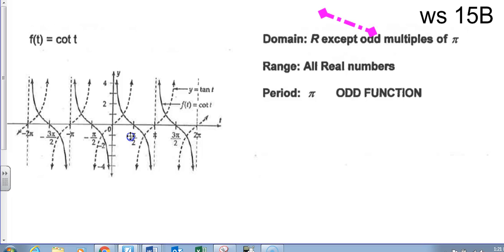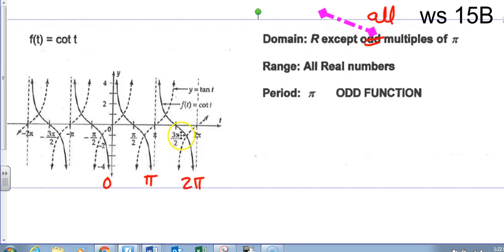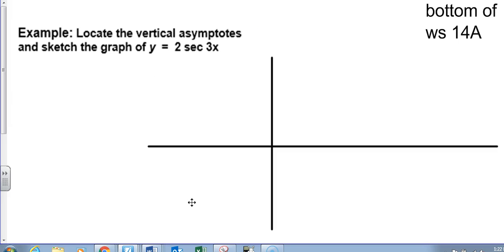All right, so on our notes, is this correct? The asymptotes are at the odd multiples of pi. The asymptotes are at 0, pi, 2 pi. So it should be all multiples of pi, right? And cotangent is again an odd function. If I took that graph and flipped it upside down, it would still be the same shape.